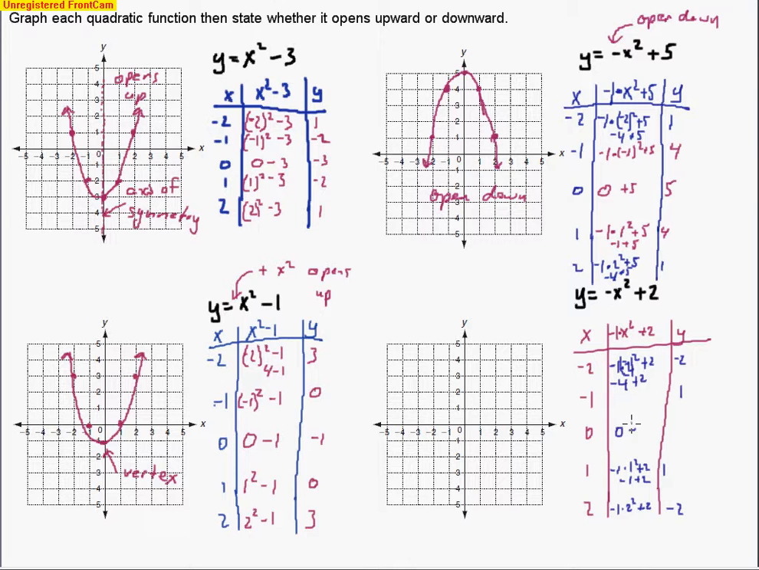Well, 0 plus 2 just gives me 2. So now I've got some points to plot. So over 0 up 2. Over to the negative 1 we go up 1. To the positive 1 we go up 1. To the negative 2 we go down 2. To the positive 2, down 2. And then from there we've got our graph.